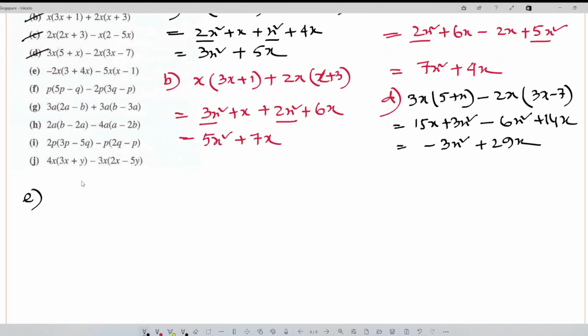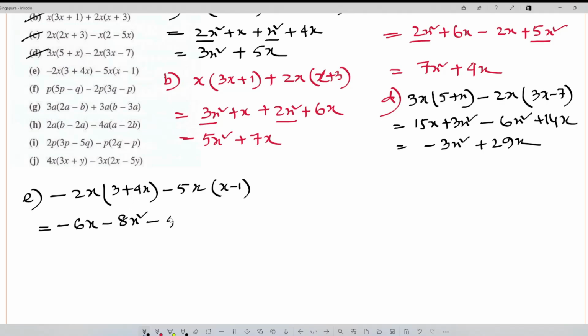Number E: -2x times (3 + 4x) minus 5x times (x - 1). So here is -6x - 8x² - 5x² + 5x. So -8x² and -5x² make -13x², and here is -x. Then F.